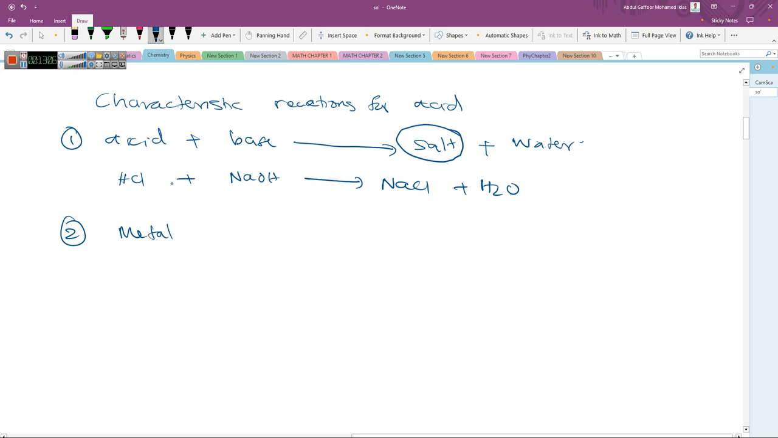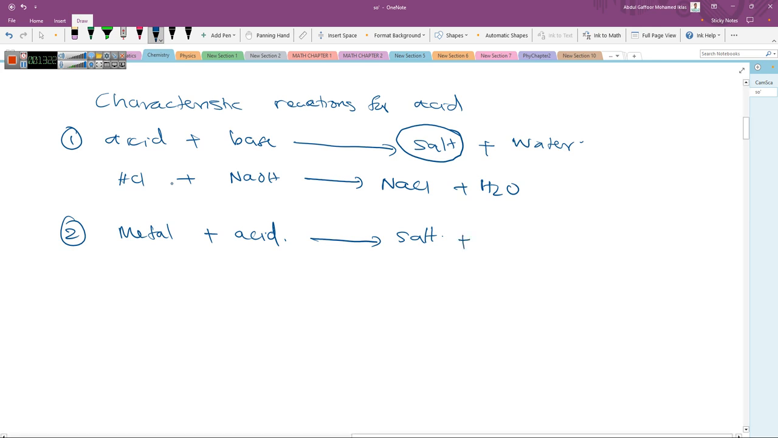And the other one will be metal plus acid, which will also give you salt, right? Okay, now depending on the type of acid, you will get gas, right?